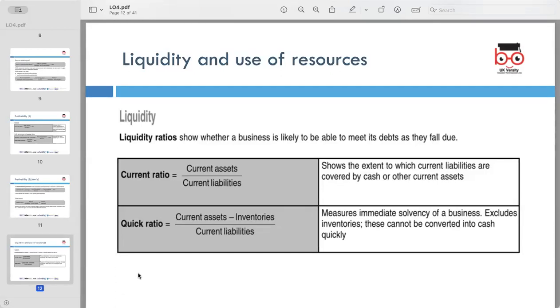The quick ratio, also known as the acid test ratio, is a more stringent measure of liquidity as it excludes inventories from current assets. So this ratio reflects the immediate solvency of a business by focusing on assets that can be quickly converted into cash to meet short-term liabilities.